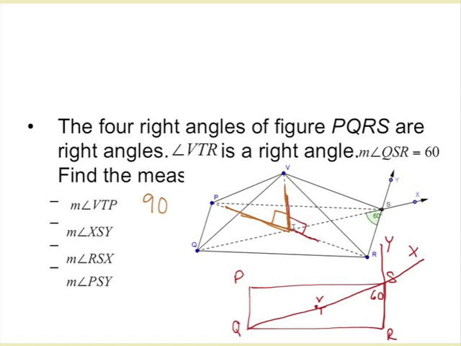XSY is happening outside of the base. XSY is 60. Why is it 60? Vertical angles. Because it's vertical to another 60-degree angle. Good job, Brad. And RSX. So I've got RSX down in my secondary picture or in the original picture. How big is that going to be? 120. Why? Because it's next to a 60 and it's on a straight line, so they have to be supplementary or add up to 180 to make the straight line.